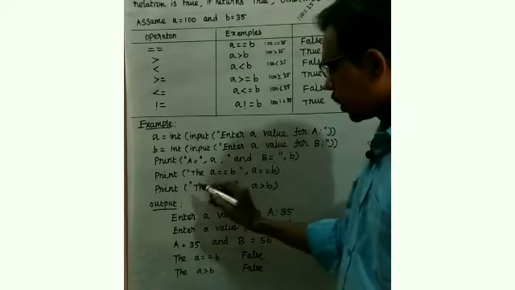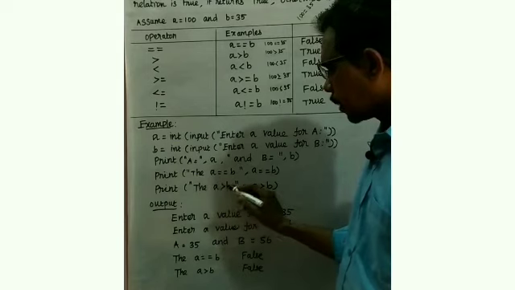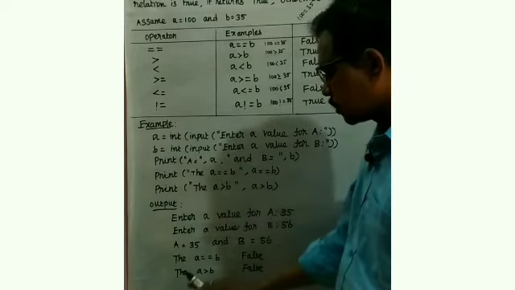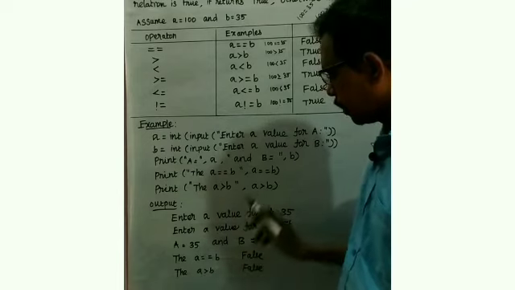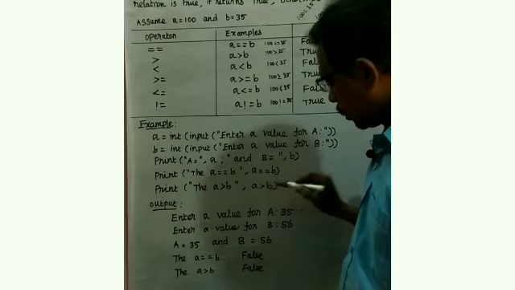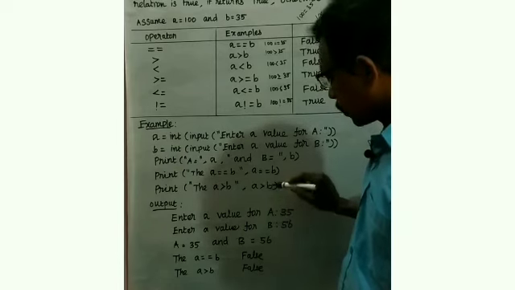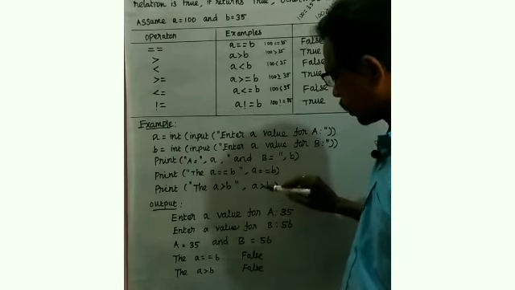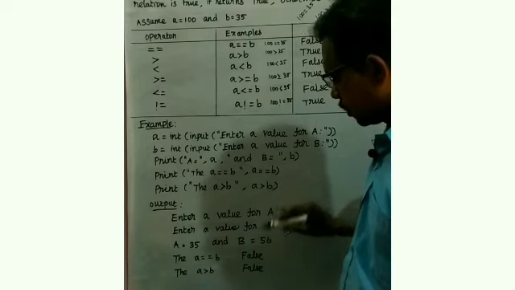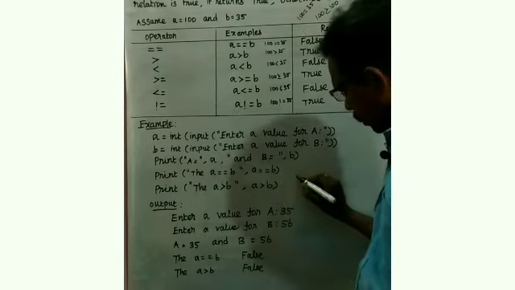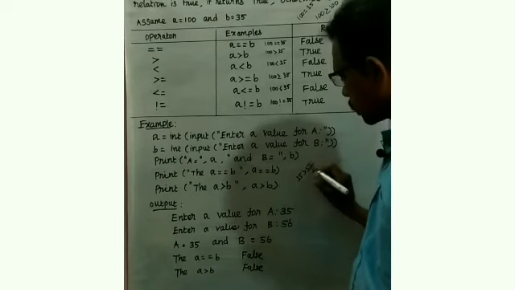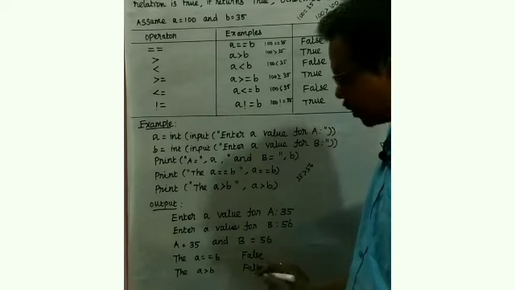Okay. Next one, print the A greater than B. Within the double quotation they have given the same message, which is printed here, the A greater than B. Next one, A greater than B, check the condition. So what value was accepted for A? 35. B value is 56. So 35 greater than 56. The condition is false. So the false result is displayed here.